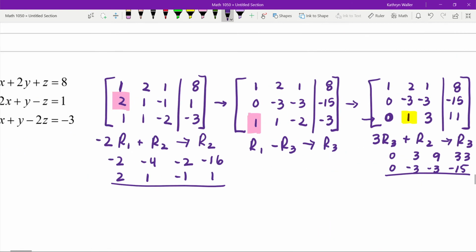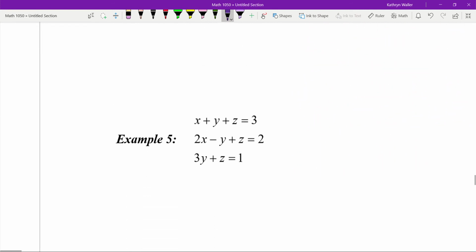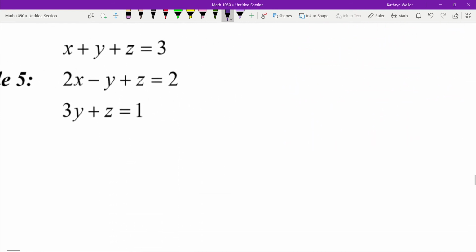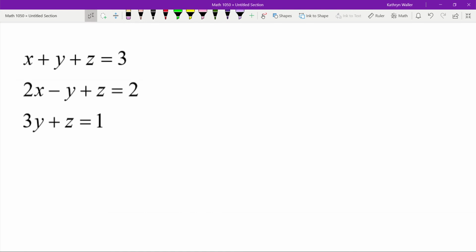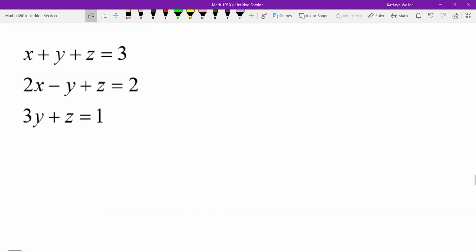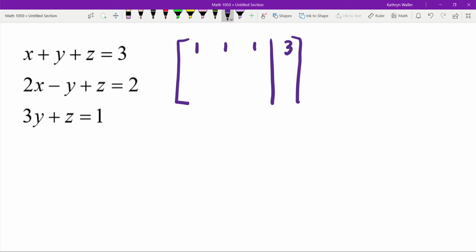Okay, this is one of many methods you're going to learn. Okay, example 5. Nice and slowly. Across the top, 1, 1, 1, solid line, 3. Underneath, 2, negative 1, 1, 2. What do I put as the very first number on the bottom row? Can you tell me? 0, because there is no x.